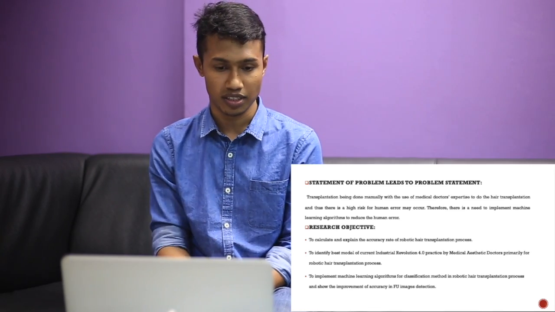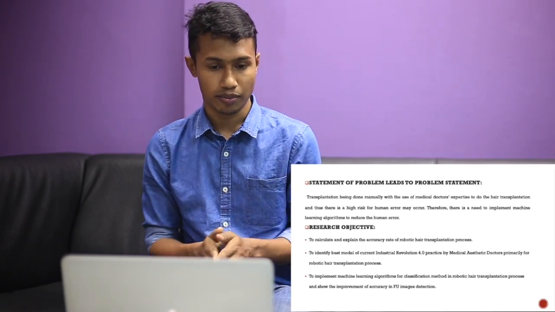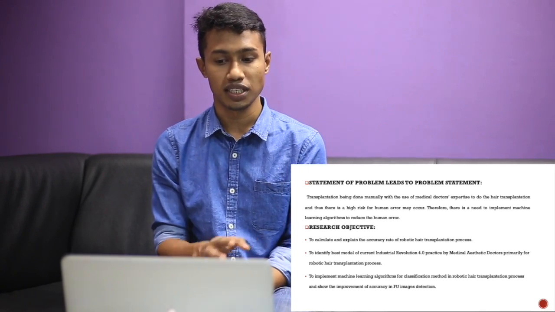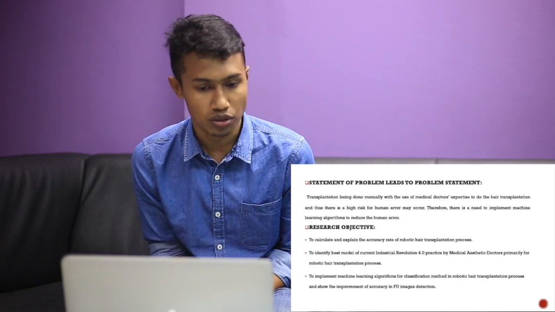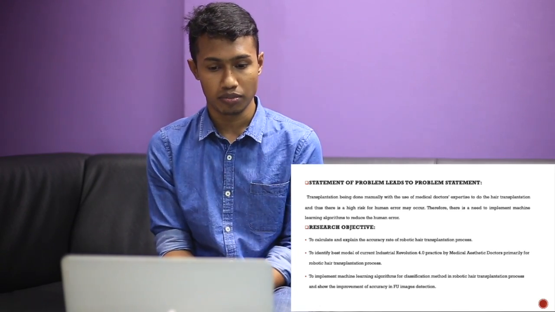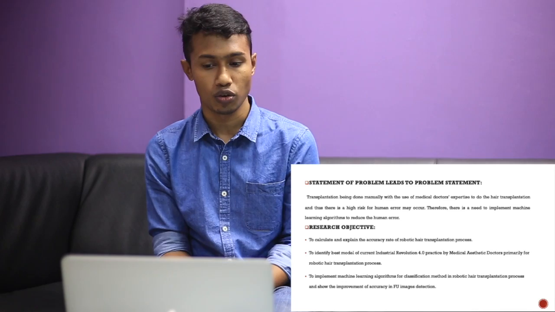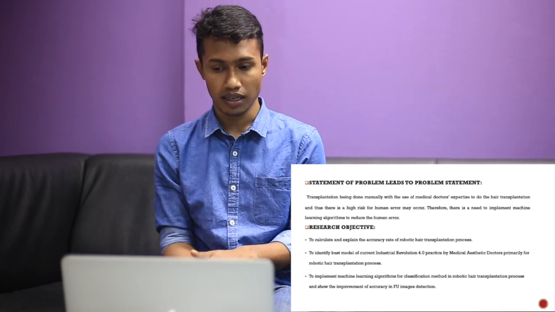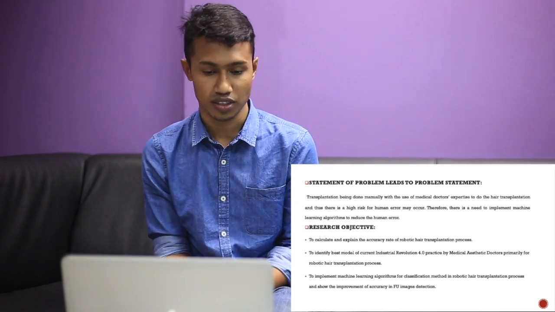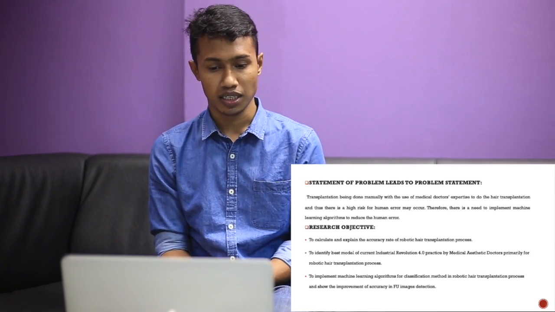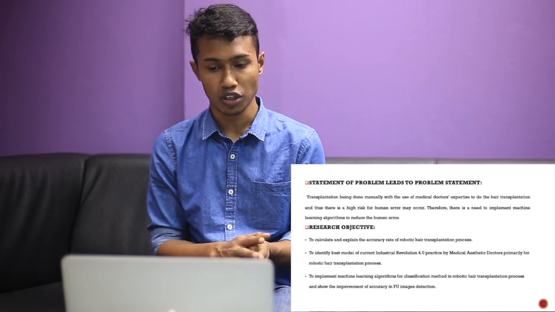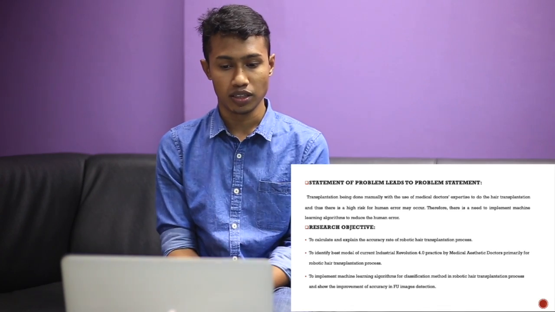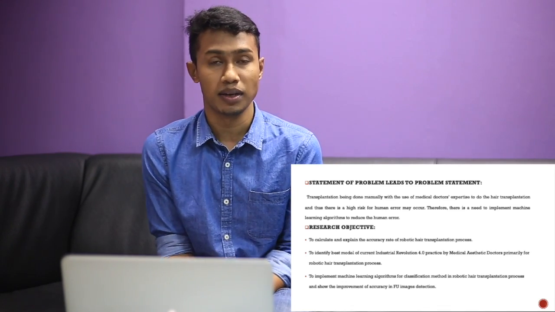The research has three objectives. Number one, to calculate and explain the accuracy rate in the robotic hair transplantation process. Number two, to identify the best model of the current Industrial Revolution 4.0 practiced by medical aesthetic doctors primarily for the robotic transplantation process. And number three, to implement a machine learning algorithm for the classification method in the robotic hair transplantation process and show the improvement of the accuracy in FUE direction.